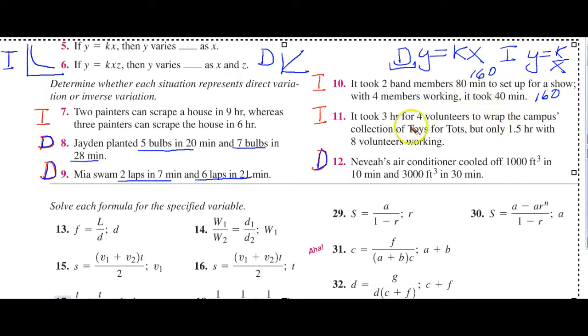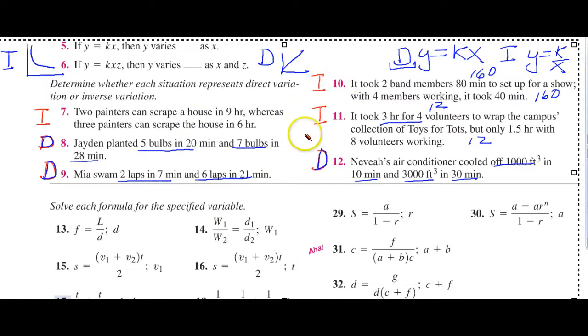Now here we're going to do Campus Collection of Toys for Tots. If it took 3 hours for 4 volunteers and 8 volunteers 1.5 hours, can you see that 3 times 4 is 12? And 4 times this is 12. So this is inverse. Here, air conditioning cooled off this much in this much time, this many cubic feet in this much time. If you plot it on a graph, it would be a straight line.